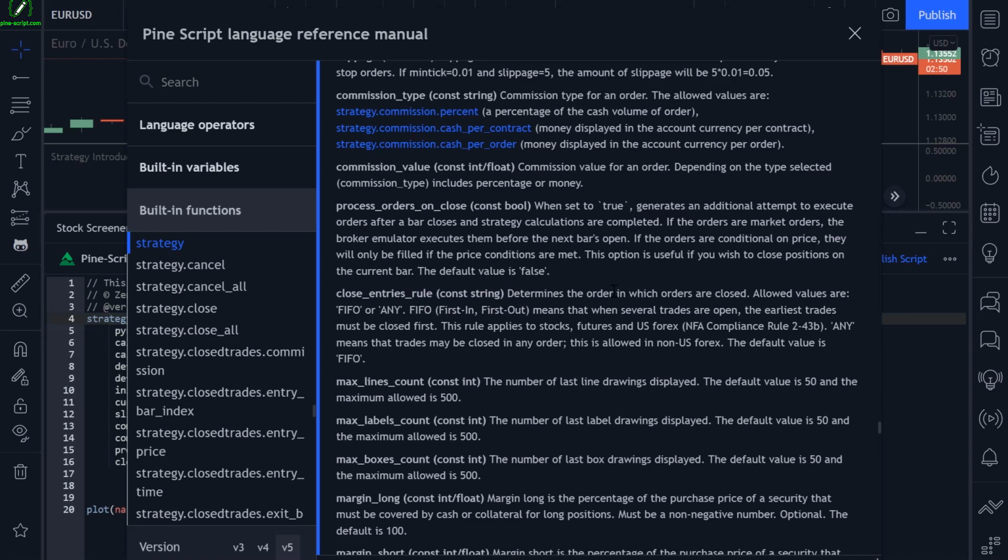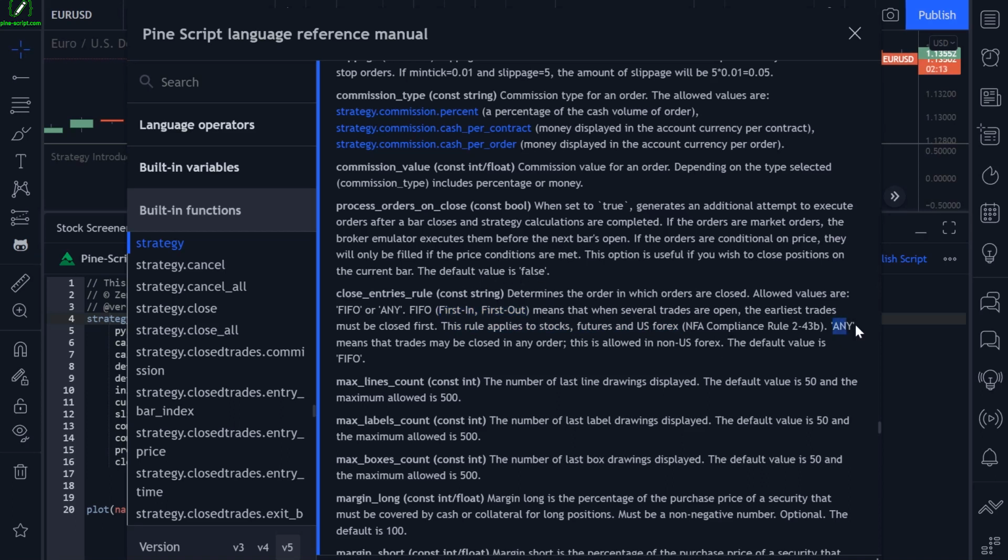The allowed values here are first in, first out, or any. If it's set to FIFO, which I believe it is by default, then when several trades are open, the earliest trades must be closed first when you send a close command in your script. This rule applies to stocks, futures, and US Forex. I think this means your broker. So if you send a close order to your broker on stocks, futures, and US Forex, an American broker will use the first in, first out approach to close out your trades.